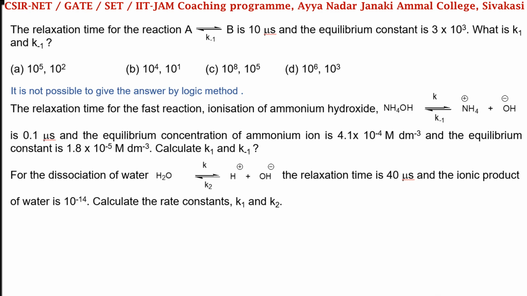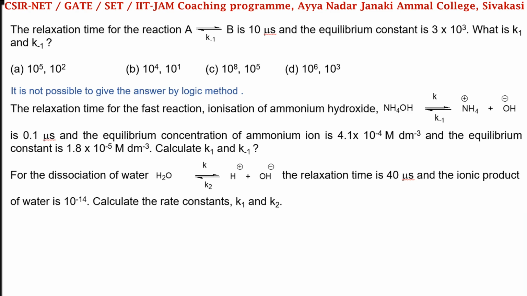Options: A 10 power 5, 10 power 2; B 10 power 4, 10 power 1; C 10 power 8, 10 power 5; D 10 power 6, 10 power 3. You can't apply the logic argument in all the cases. The K will be equal to 10 power 3. Therefore, you go by the procedure method and find out the correct answer. This is an exercise for you.